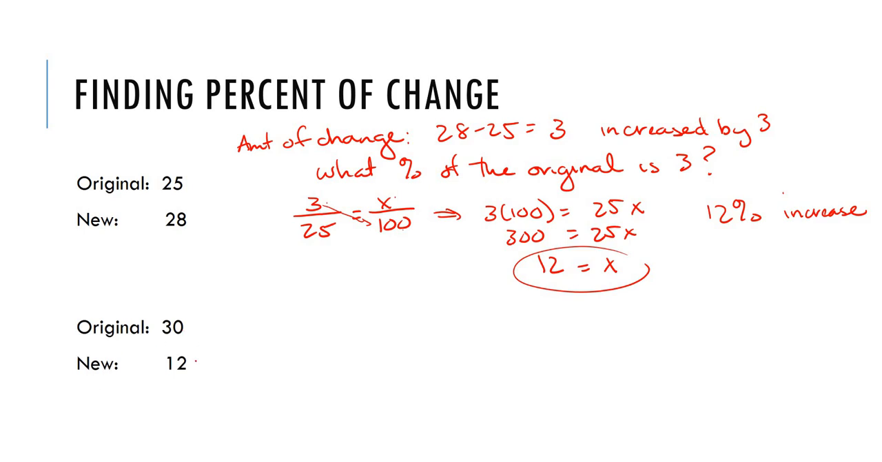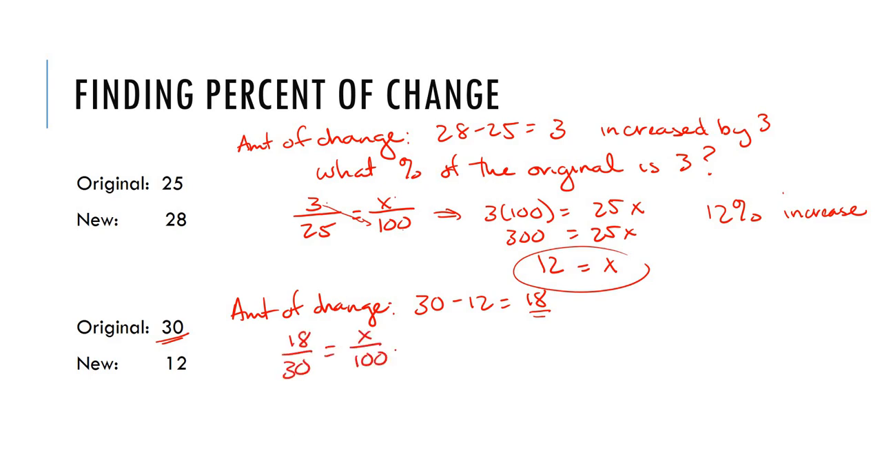Okay, so here's one where the new value has a decrease. So first of all, find the amount of change. Pause the video. Okay, the amount of change is 30 minus 12, which is 18. Now I want to put 18 in terms of a percent. What percent of the original is 18? So set up a ratio for me. Pause. So 18 out of 30 is x out of 100.